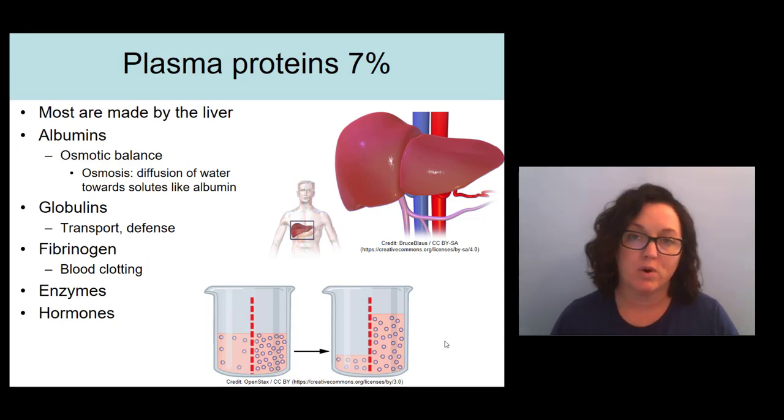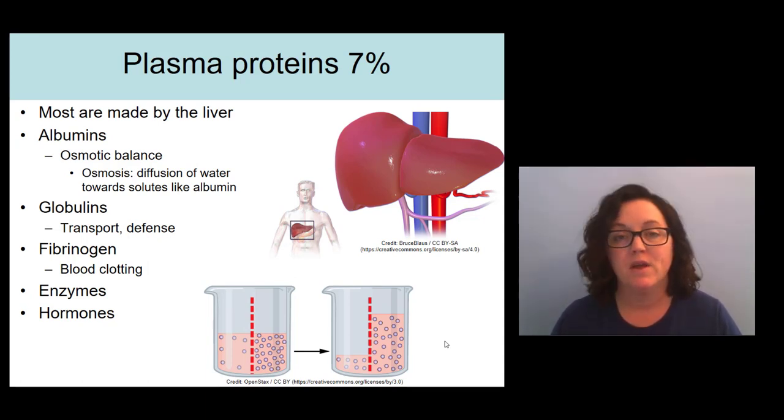Fibrinogen is another important protein in blood plasma. Fibrinogen is the inactive form of the protein fibrin. So basically, fibrinogen gets a little chop that happens to it and it becomes fibrin. And this occurs when we need blood clotting to happen because fibrin is an important part to blood clotting.